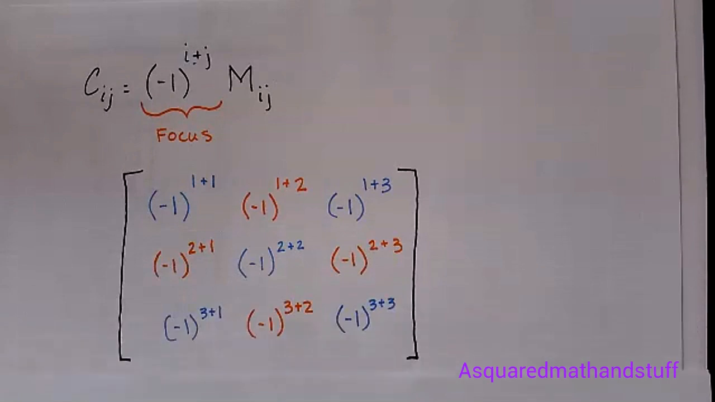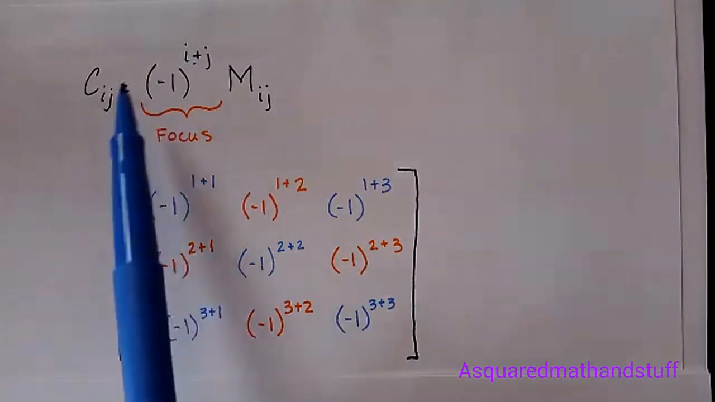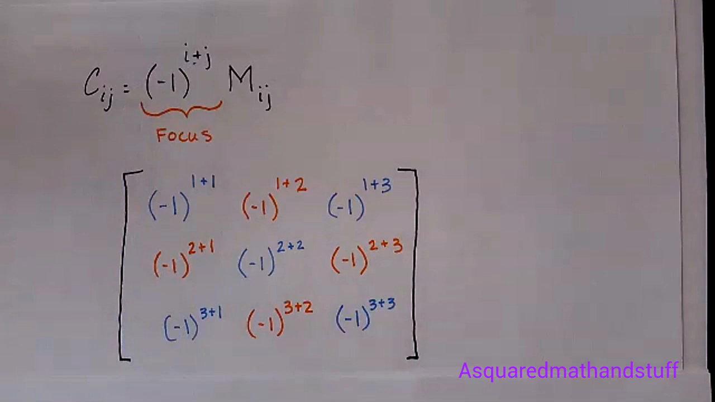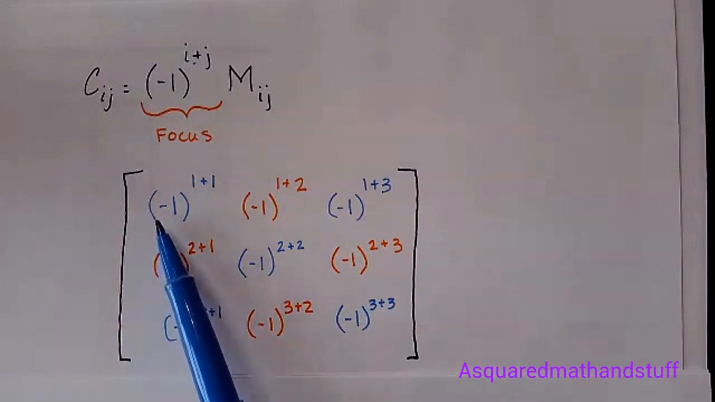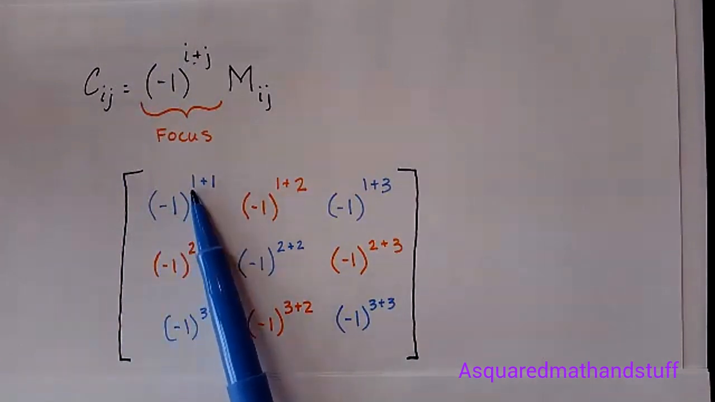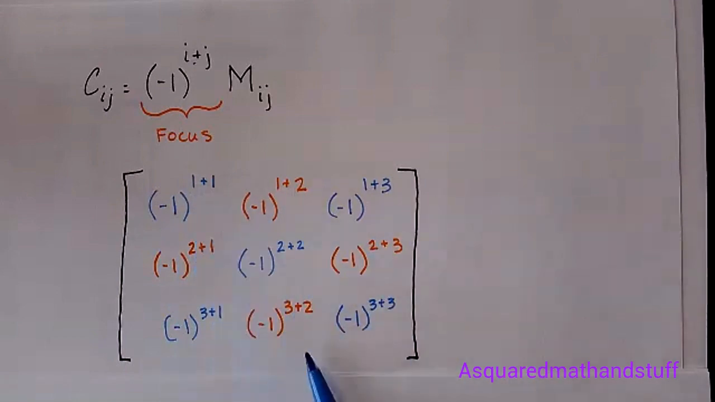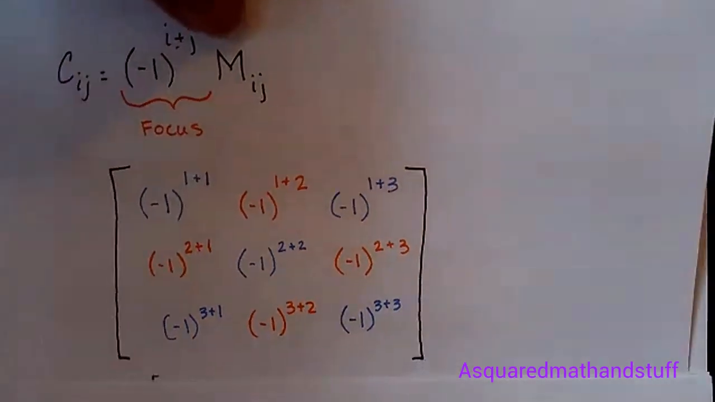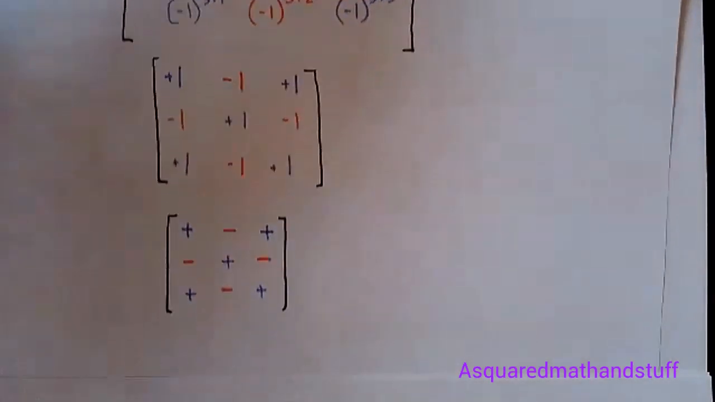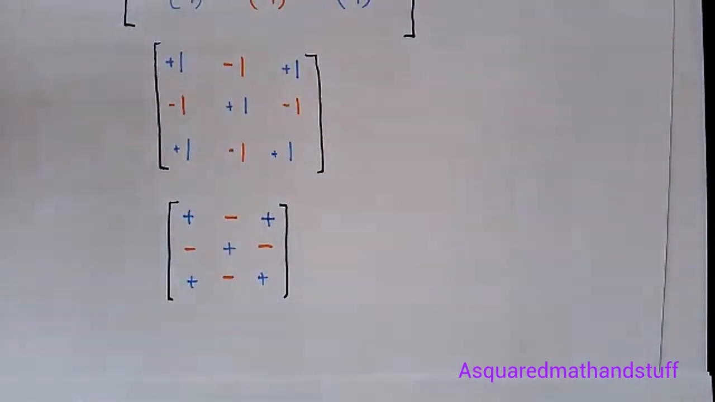So if we look at this focus part of our cofactor for a 3x3 matrix, if row 1, column 1, we have negative 1, we raise that to the 1 plus 1. Let's say row 3, column 2, we have negative 1 raised to the 3 plus 2. So this exponent will never change. That means this negative 1 to the 5th power will always remain negative 1. So we can use a little shortcut, and that matrix looks like this.